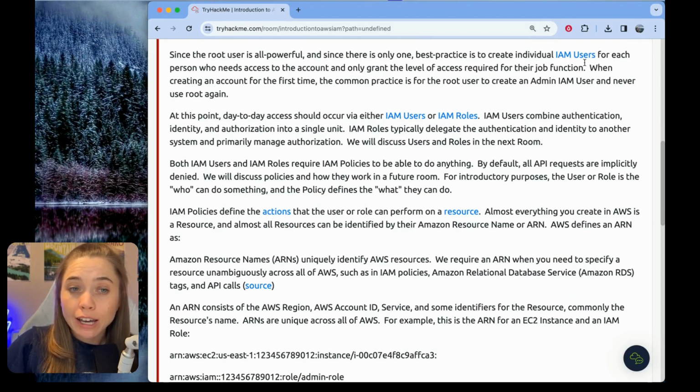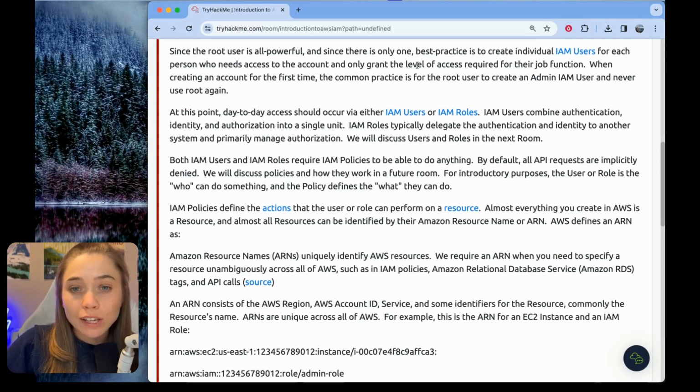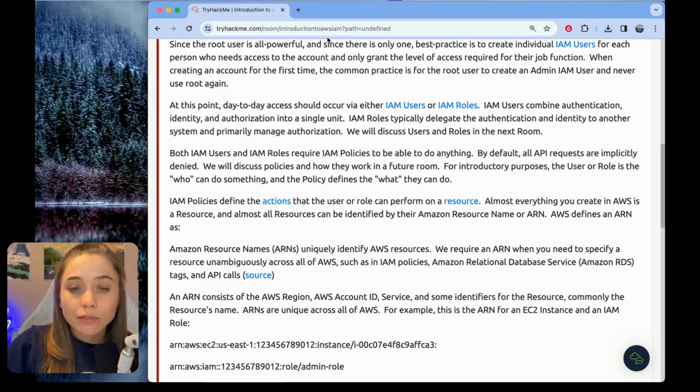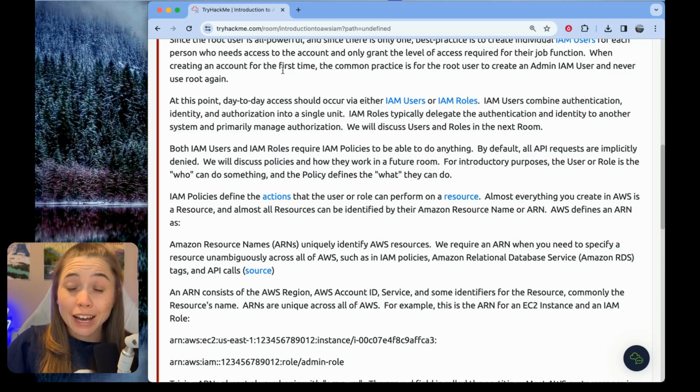Since the root user is all powerful and since there is only one, best practice is to create individual IAM users for each person who needs access to the account and only grant the level of access required for their job function. So now we're getting into that least privilege idea, only the level of access required for them to do their job. When creating an account for the first time, the common practice is for the root user to create an admin IAM user and never use root again. That is indeed the best practice. I don't know if I would say it's the common practice, but it is what you should do.